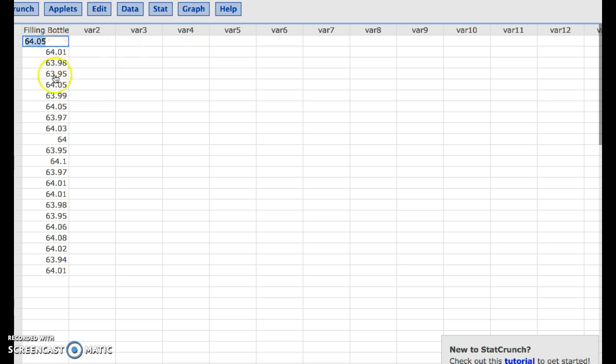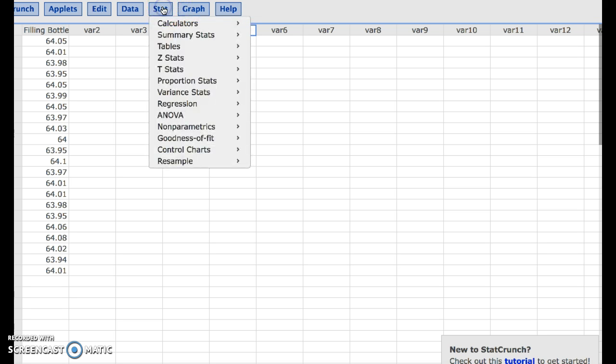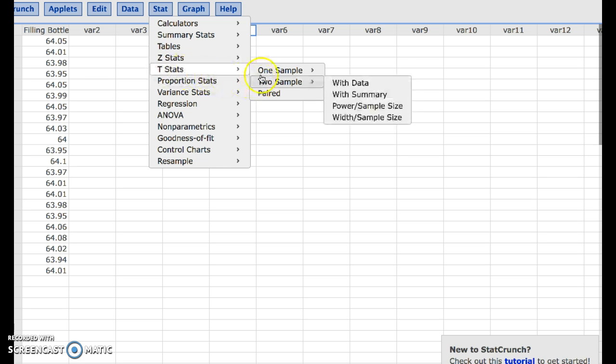Click the wrong thing there. We've got our filled bottle volumes right here. And keep in mind, we could do that QQ plot and box plot first, or we can go ahead and do it with our t-stat hypothesis test. So choose your one sample, again, here we have with data.